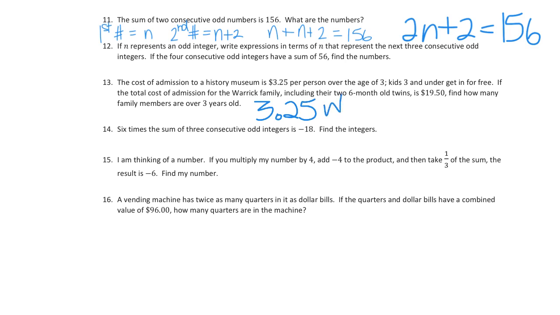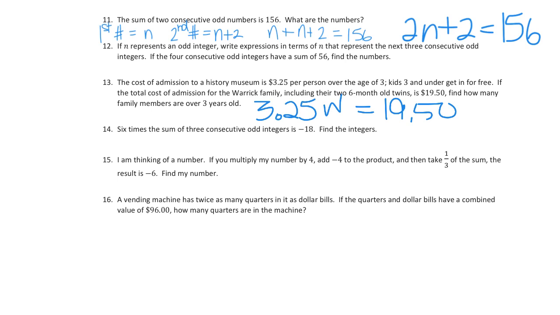And I'm going to use W for the Warwick family. And my total is $19.50. So I would have $3.25 times my variable equals $19.50. And when I solve that, I would know how many family members there were that I had to pay for.